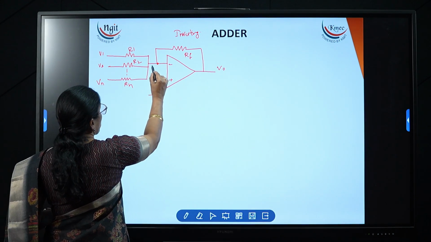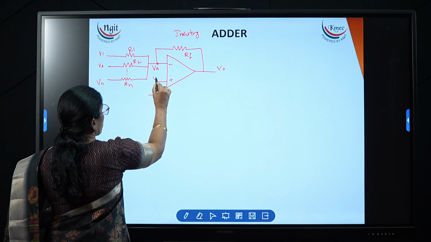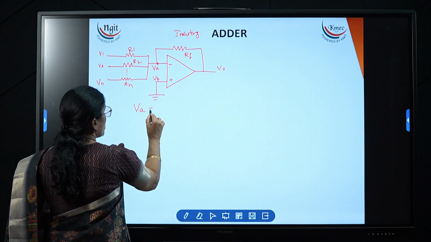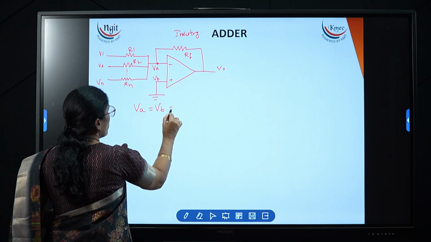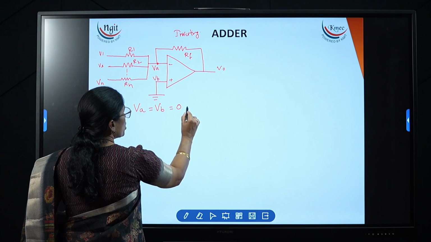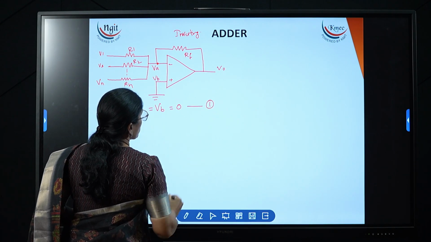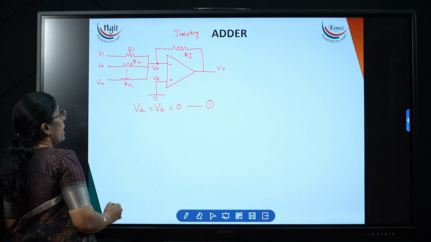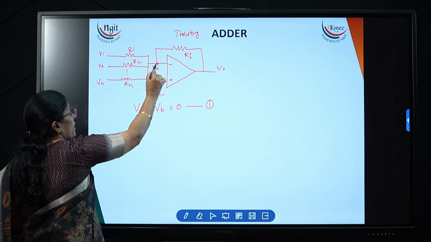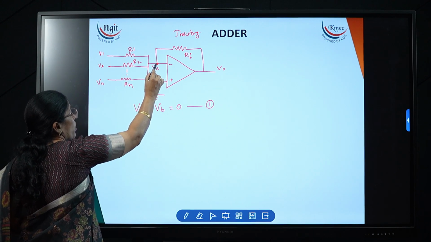So now what to do? Again I am taking this node as VA and this node as VB. What is the first expression? VA is equal to VB, and VB is connected to the ground. So VA is equal to VB is equal to 0. This is expression number 1, equation 1, and now we need to apply nodal analysis.